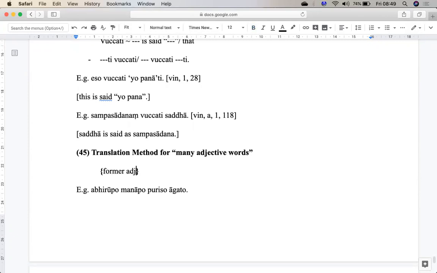Former adjective can be understood as the cause of the later one. That is very important. Mostly, not all the time.